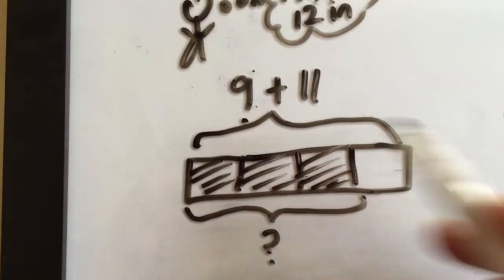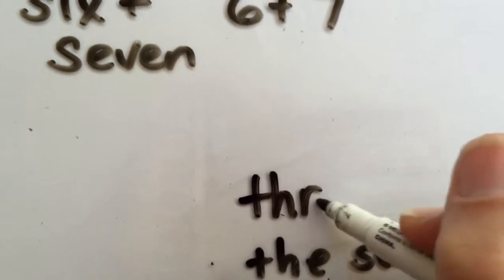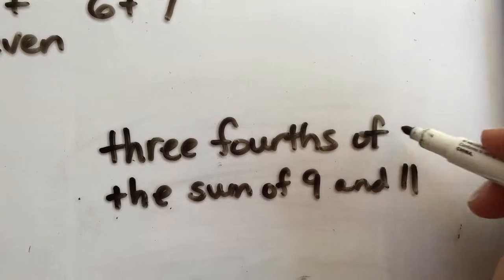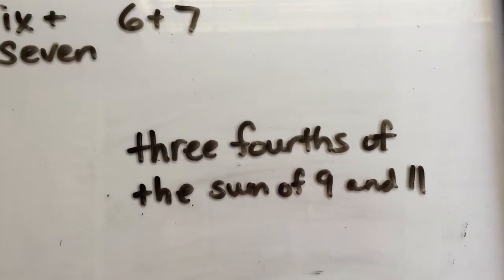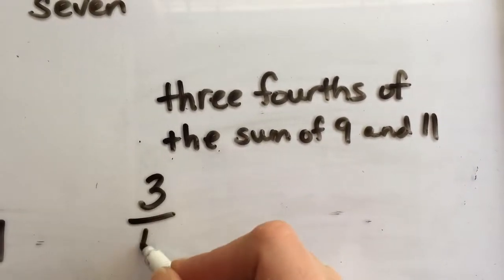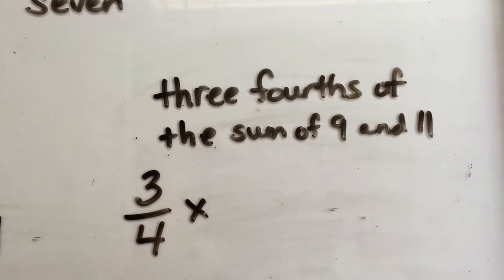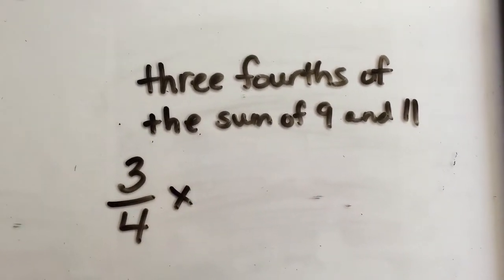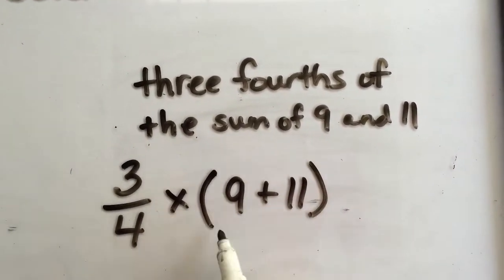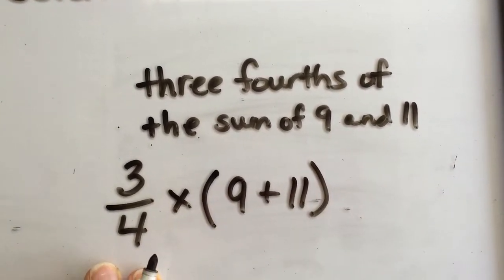So we could call this diagram, I'm going to write it up here, 3 fourths of the sum of 9 and 11. Can we change that into numbers? Sure. 3 fourths. And we know now that of means times or multiply the sum of 9 and 11. I'm going to do something really important here. I'm going to put parentheses around my 9 plus 11 to show that the sum is the thing that I'm finding 3 fourths of.